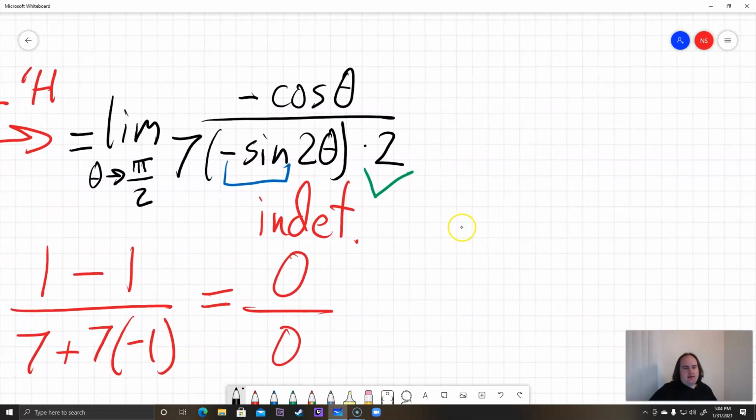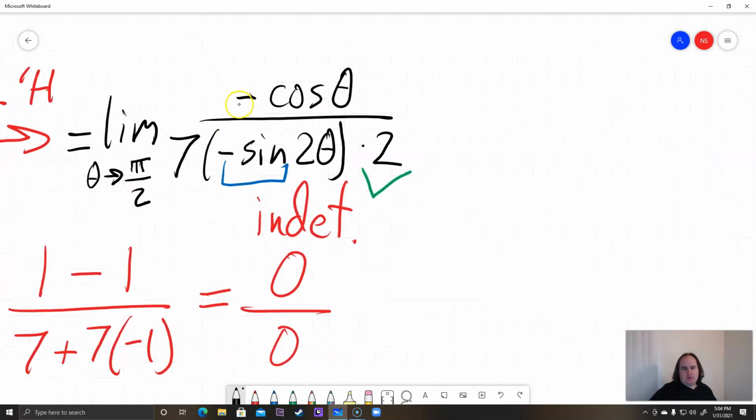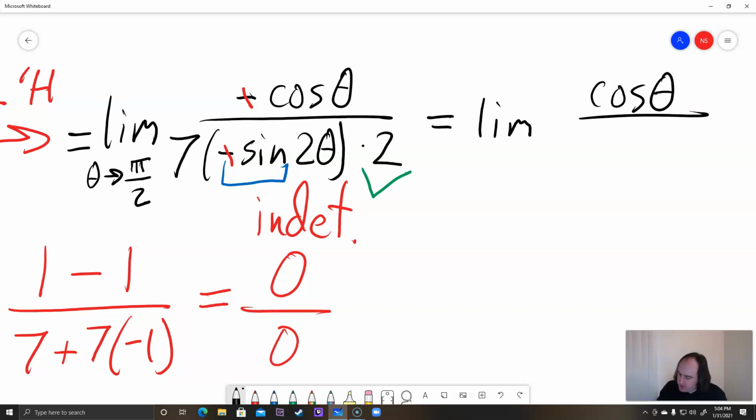All right, and we can simplify this a little bit first, though. So these minuses are going to cancel out. There's a minus on the top and a minus on the bottom, so those cancel out. Okay, and then on the bottom, 7 times 2 is 14. So what we get here is the limit of cosine of theta on the top, and then on the bottom we have 14 sine of 2 theta.